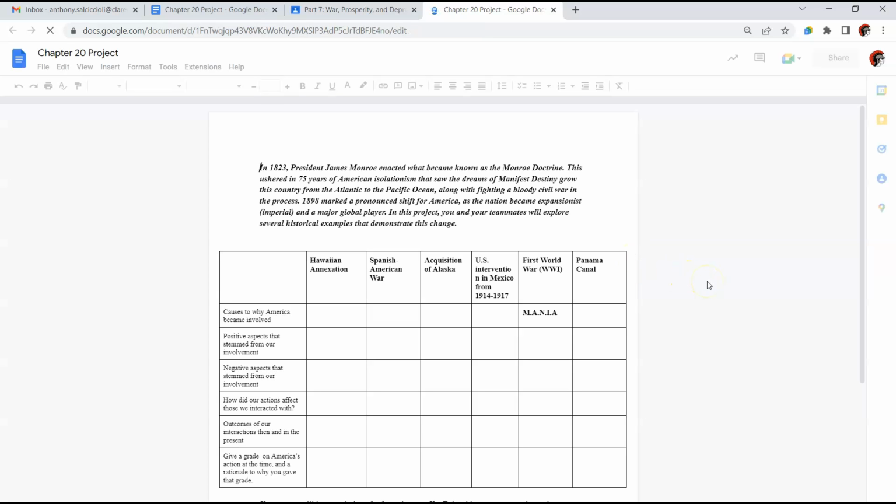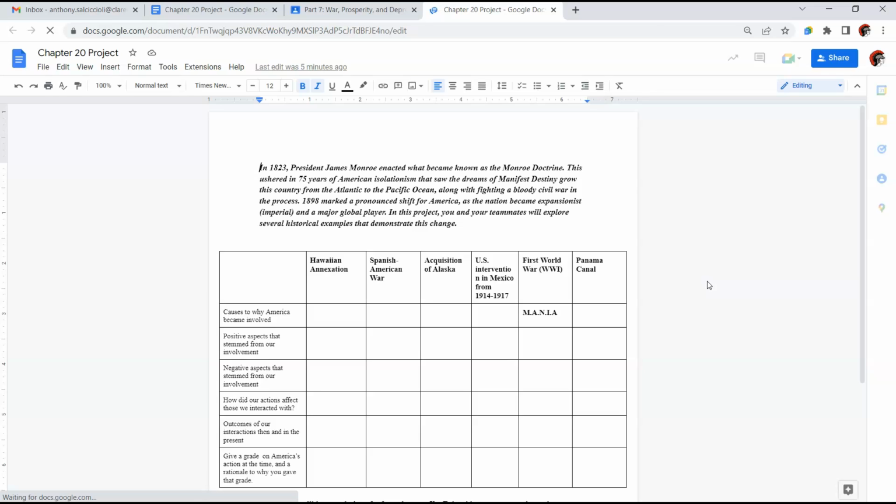The opening reads, in 1823, President James Monroe enacted what became known as the Monroe Doctrine. This ushered in 75 years of American isolationism. In other words, we stuck to ourselves. And that saw the dreams of manifest destiny grow this country from the Atlantic to the Pacific Ocean, along with fighting a bloody civil war in the process. Hopefully you know that story at this point. Now, 1898 marked a pronounced shift for America as the nation became expansionist or imperial and a major global player. So in this project, you and your teammates are going to explore several historical examples that demonstrate this change.